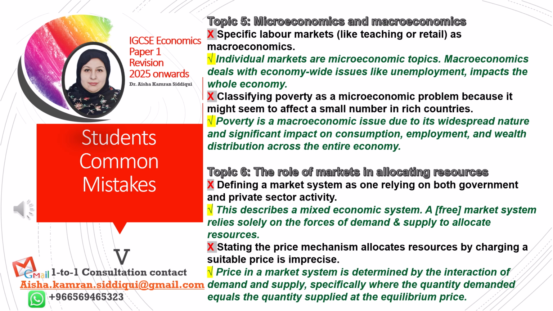Then stating that the price mechanism allocates resources by charging a suitable price is incorrect. The correct answer is that price in a market system is determined by the interaction of demand and supply, particularly where the quantity demanded equals the quantity supplied at the equilibrium price.